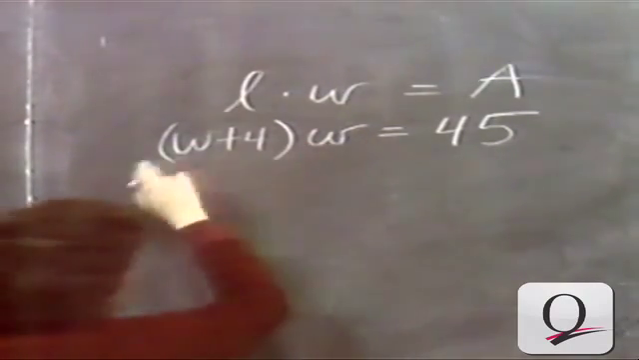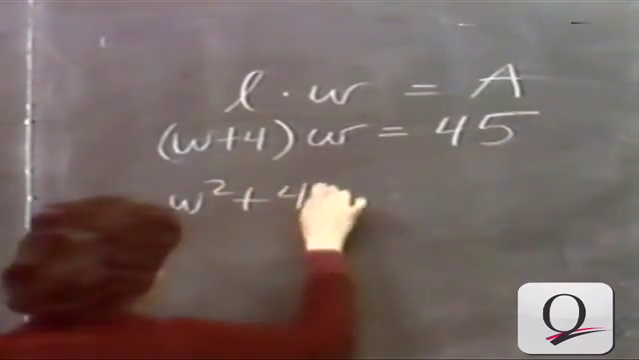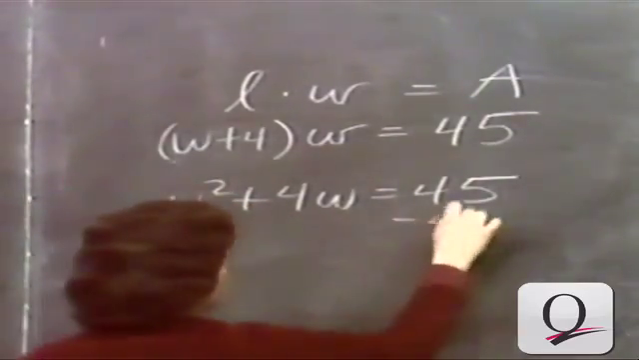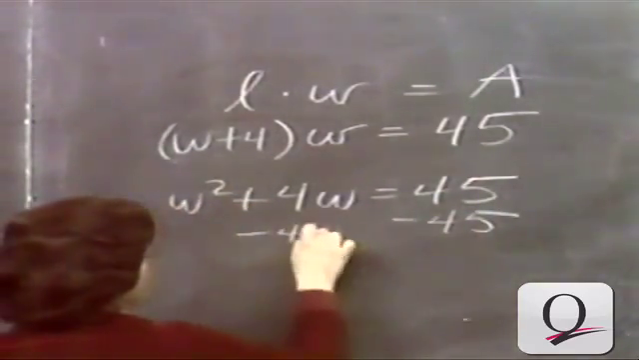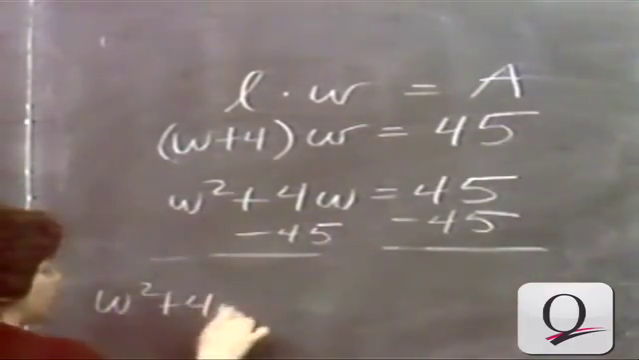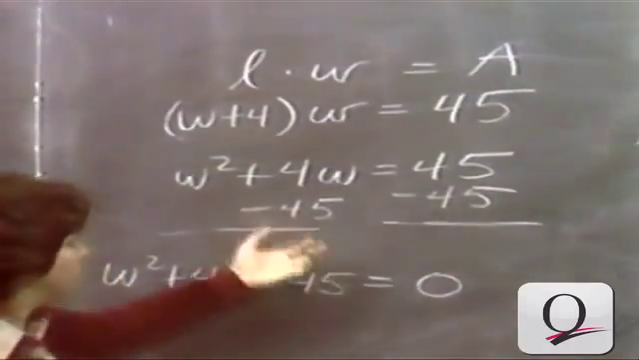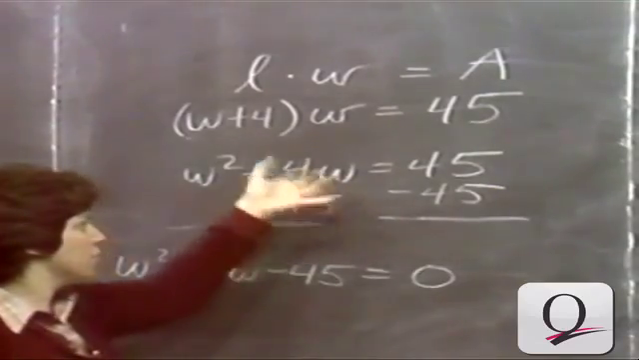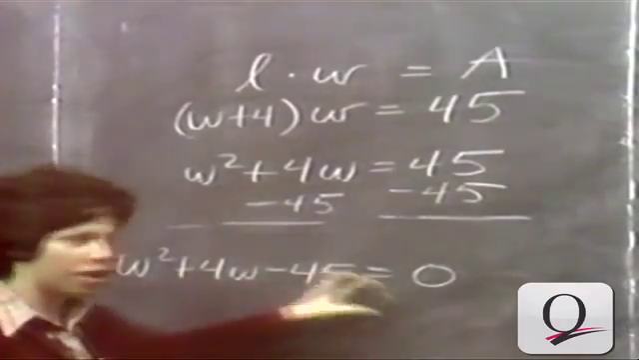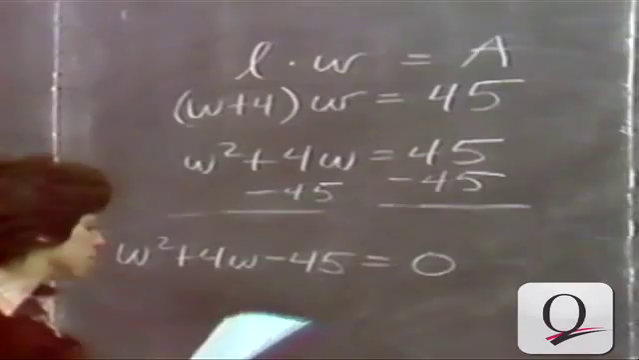Let's distribute this w through the parentheses. W times w, w squared, plus 4 times w equals 45. Subtract 45 from both sides. W squared plus 4w minus 45 equals 0. Some people get confused and feel that they should be able to take the 45 away from the 4w in some better form. These are not like terms. You cannot combine these in any way other than just to list them all here. W squared plus 4w minus 45 is equal to 0.